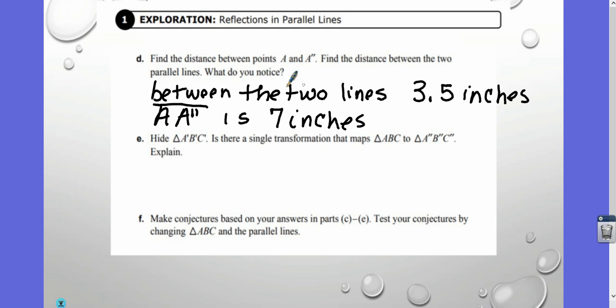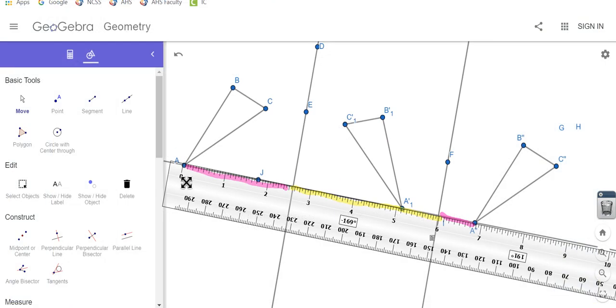So what do you notice here? That the distance between the two parallel lines is half the distance from A to A double prime. That's what you notice here. So between the two lines is always going to be half the total distance of A to A double prime, from the beginning of the point to the end of the point. So let me show you that picture again. The beginning of the reflection to the end of the reflection is double the length of what's in the middle of the two parallel lines.